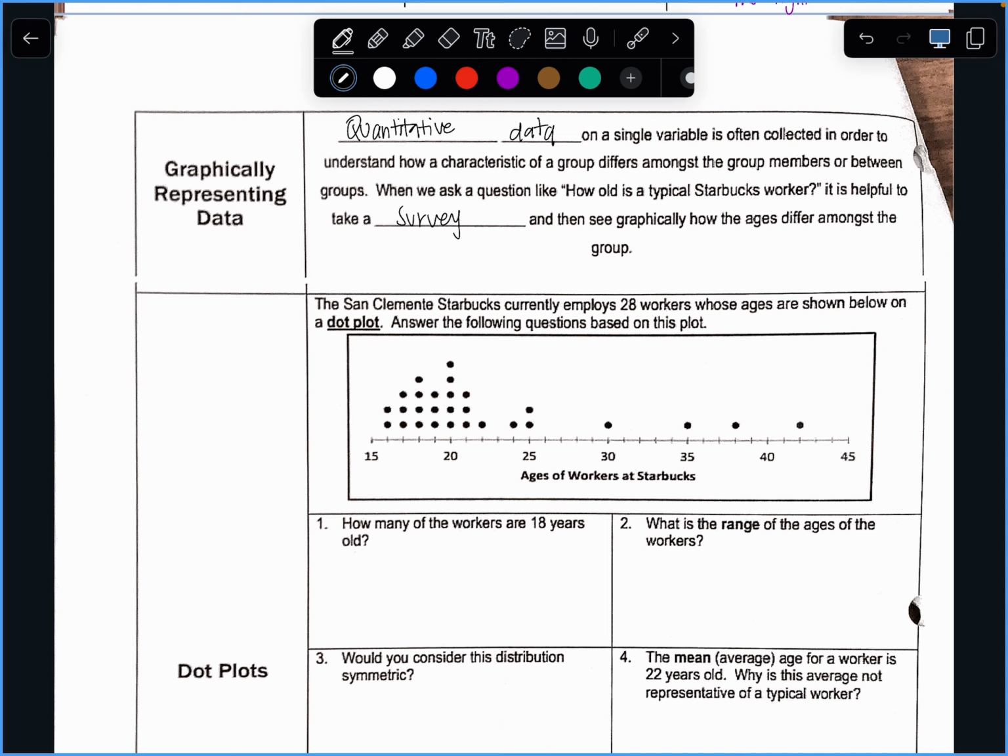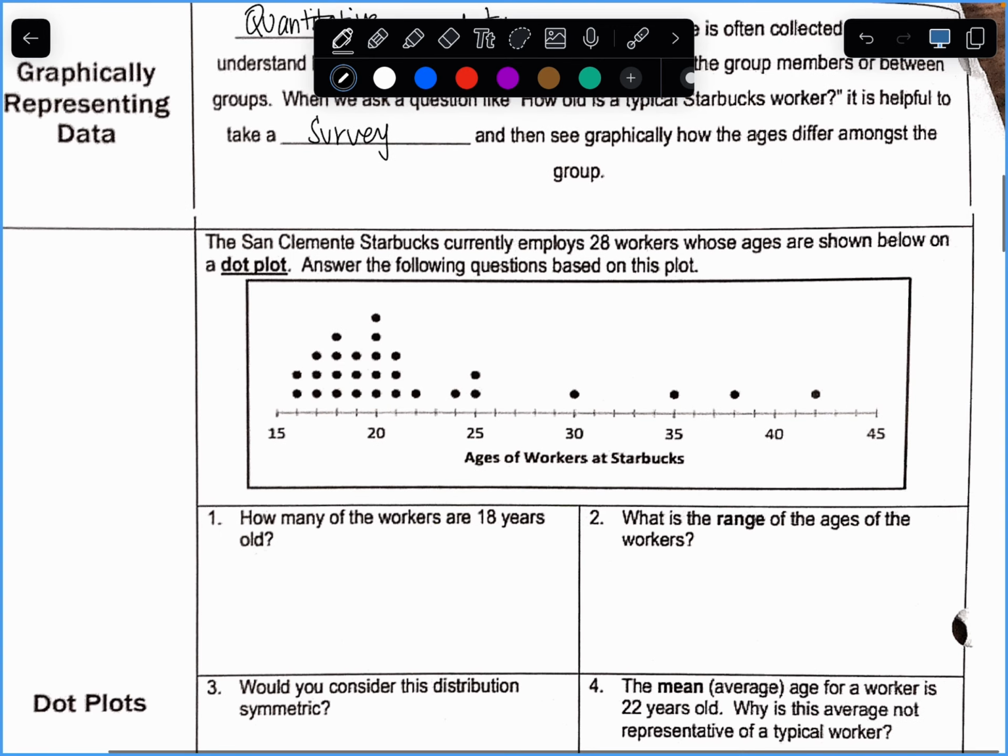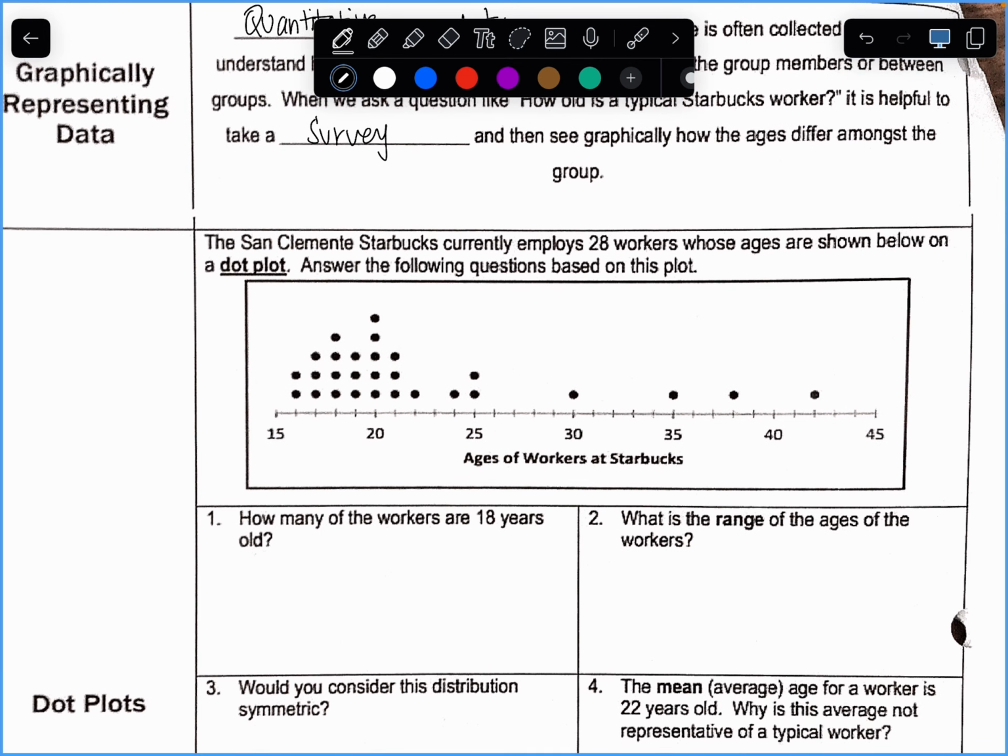So I think we're going to survey. But Miss Sanchez, instead of taking a trip to the Starbucks across the street, actually did take the survey. It says the San Clemente Starbucks, located across the street from us, currently employs 28 workers whose ages are shown below on a dot plot, or in other words, it's called a frequency plot. 16 to 42. Is this accurate? This study is accurate. I don't know what year, but yes. Okay? It says, answer the following questions below.